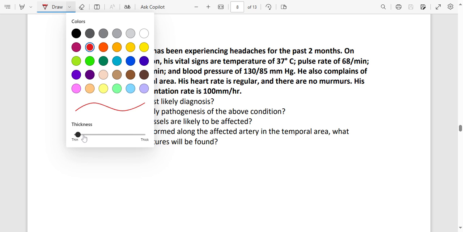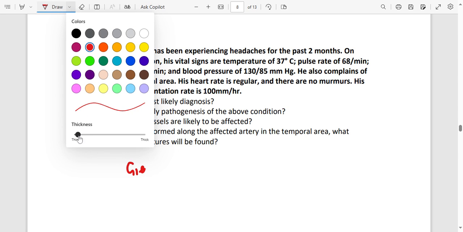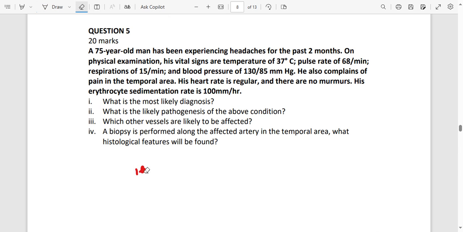Giant cell arteritis. So number one, that's giant cell arteritis. This one has another name. It's also known as temporal arteritis. And you can see even from the question, temporal arteritis.